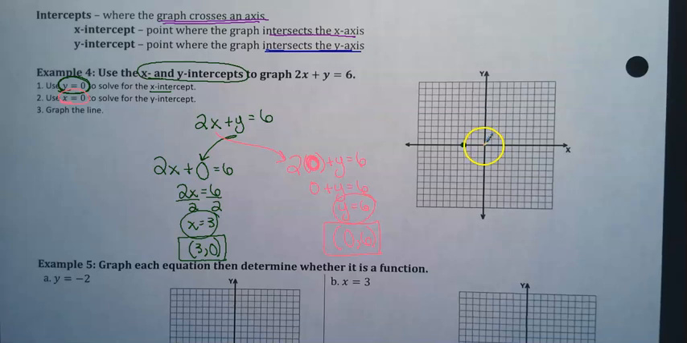So 0 means I don't go left and I don't go right. I stay right on the axis and I go up 6. 1, 2, 3, 4, 5, 6. So that's my y-intercept. It's on the y-axis. And then, like always, you draw a line and you put arrows at the end of the line. And that's it. So that's what step 3 is, graph the line. So you can tell in your homework you're going to have a variety of things to be practicing today.